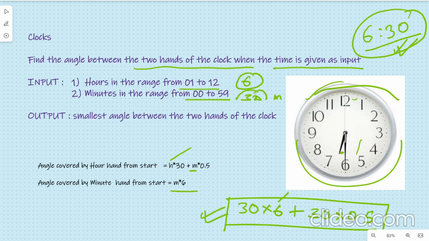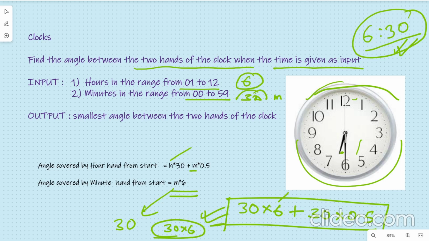What about the minute hand? The minute hand has traveled minutes into 6. That means 30 into 6. So the minute hand has traveled from 12 to 6, meaning the value of M as an input is 30. So 30 into 6 is the total degrees covered by the minute hand. Now if we take the absolute difference of these two, we will be able to find the angle between the hour hand and the minute hand of the clock.